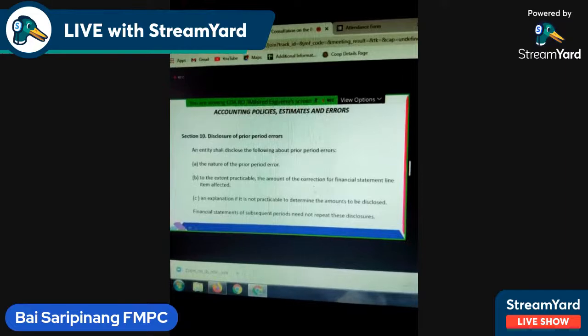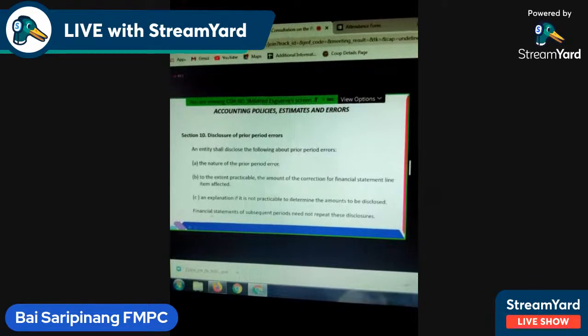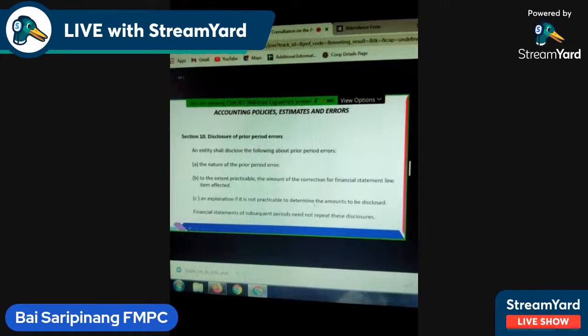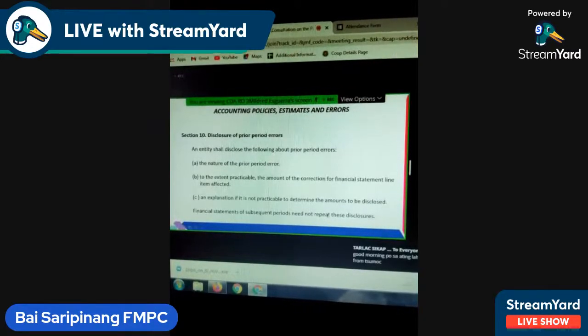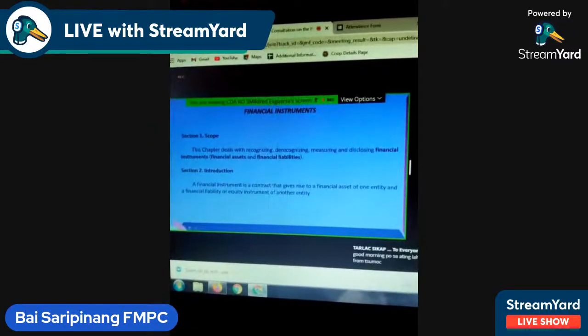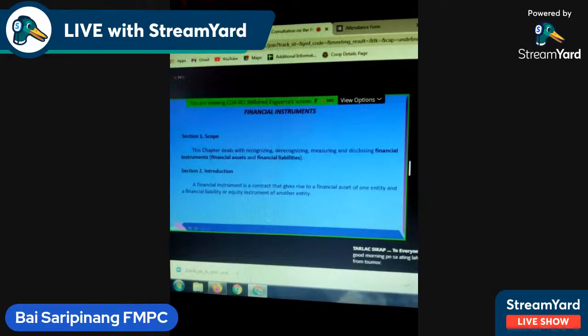Ito kahapon, usapan po ito, disclosure of prior period errors. An entity shall disclose the following about prior period errors: the nature of the prior period error, to the extent practicable, the amount of the correction for each financial statement line item affected, and an explanation if it is not practicable to determine the amount to be disclosed. No? So, financial statements of subsequent periods need not repeat this disclosure. So, kung kailan lang po natin nakita yung error na yun.